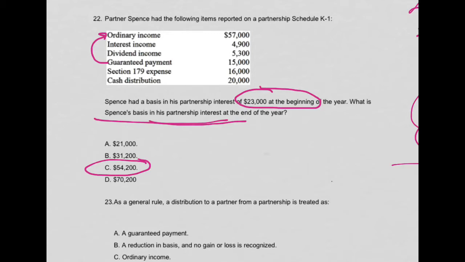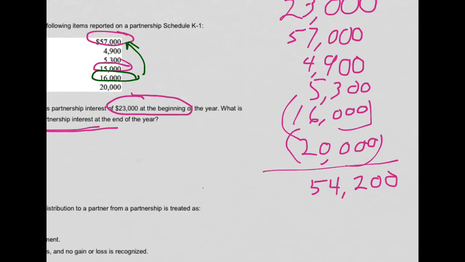Again, the one key might have been just the guaranteed payment has already been deducted from ordinary income. So the guaranteed payment, although it's both deducted and separately stated, we don't need to do anything with that in calculating the basis. It's already been reducing the basis otherwise. The section 179 is not deducted from the ordinary income. It is, however, a reduction of basis because it's an expense. That's why this works.